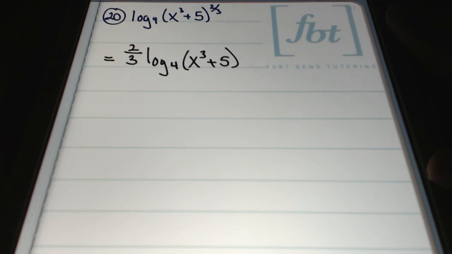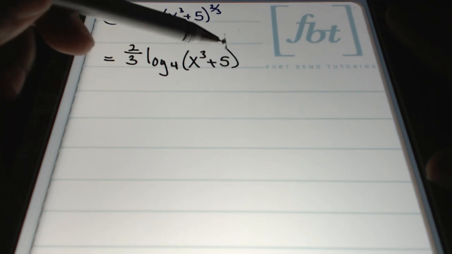We don't have a product here within the parentheses. So therefore, we can't do anything else to this. All we could do to expand this problem was to bring the 2/3 in front. That's it. Can't do anything else.